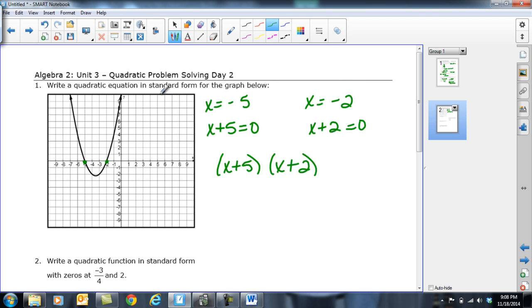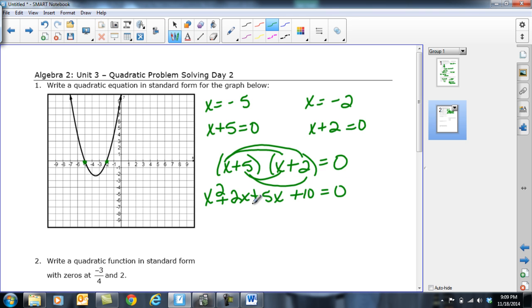Now that I'm working from solution to problem, I have to unfactor, which means I've got to now multiply these things together. So I'm going to take my two factors and multiply. Double distributive property. X times x is x squared. X times 2 is 2x. There's a plus sign there. 5 times x is 5x. And 5 times 2 is 10. And then I'm going to combine my two middle terms. So I'm going to have x squared plus 7x plus 10 equals 0.